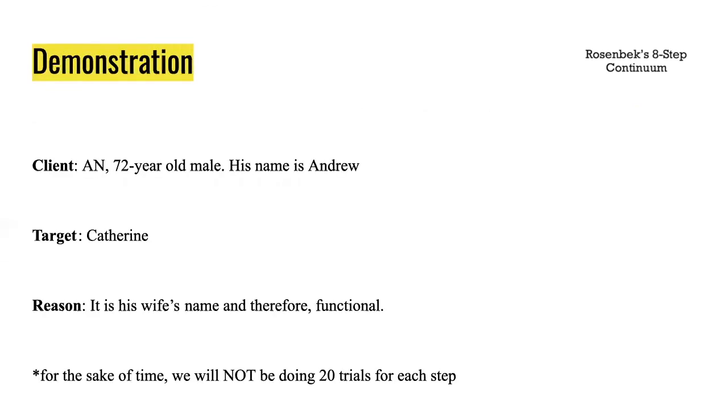Next we will be doing our demonstration. Ashley will be playing the clinician. I will be playing the client, Andrew, a 72-year-old male. We chose the target word Catherine for Andrew because it's his wife's name and therefore a functional word that he would use in everyday speech. Just to note, for the sake of time, we will not be doing 20 trials for each step.